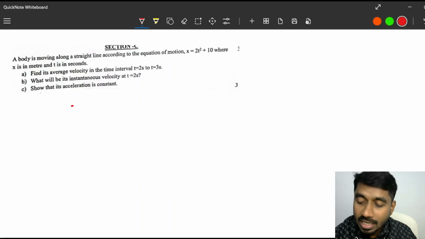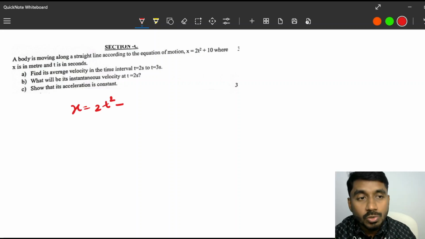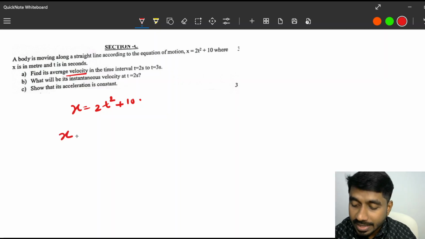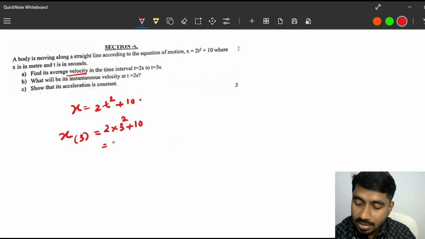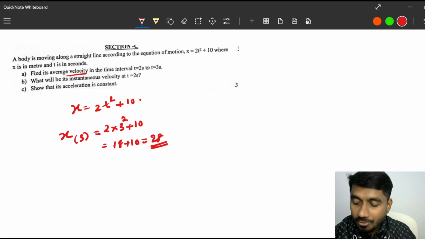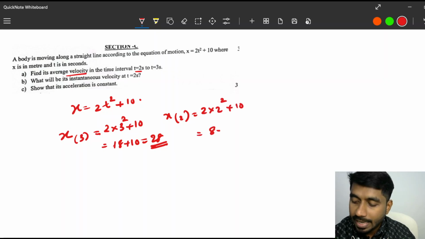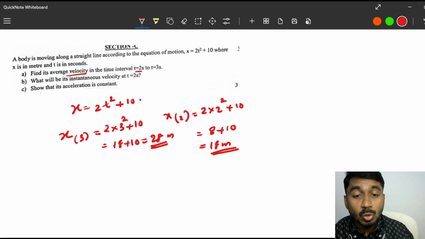First step, write the equation of motion x is equal to 2t square plus 10. We need to find the average velocity, so find the position of the object at 3 seconds first. It's very simple: 2 into 3 square plus 10, that is 2 into 9, 18, plus 10, you will get 28. Find the position at 2 seconds. x at 2 seconds is equal to 2 into 2 square plus 10, that is 8 plus 10, equal to 18 meter. It is the position at 2 seconds.